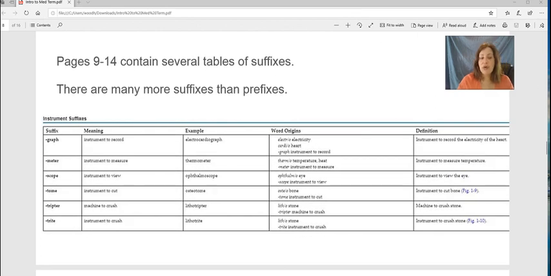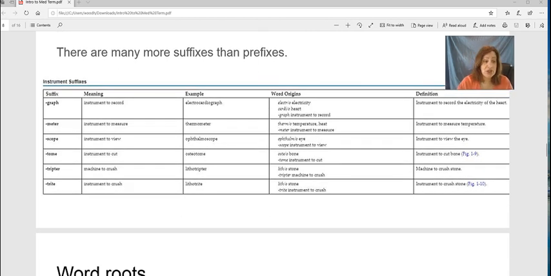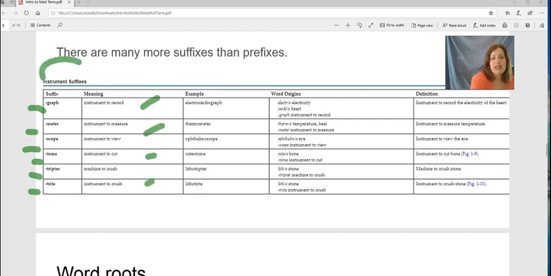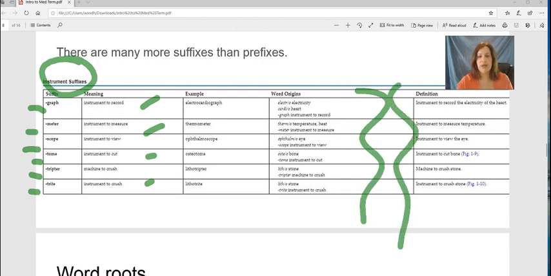Pages 9 through 14 in chapter 1 of your medical terminology book have several tables of suffixes. There's a lot more suffixes than there are prefixes, and here's just a quick snapshot that I gave you. Graph, meter, scope, tome, tripter, trite. These are all different instruments or machines, which is the table that I copied. Obviously, that's why this table is limited to those kinds of things. So like an electrocardiograph, a thermometer, ophthalmoscope, osteotome, lithotripter, and lithotrite. And you can see the breakdown and the definitions here.